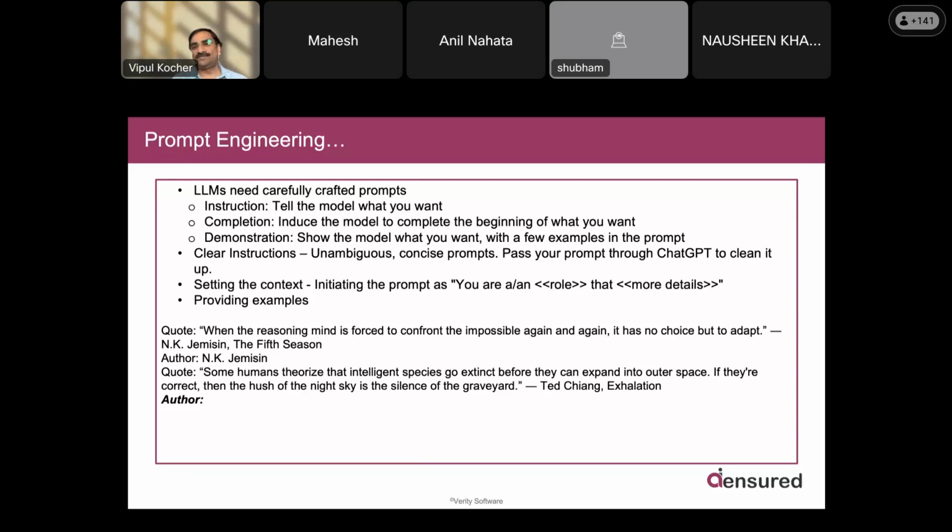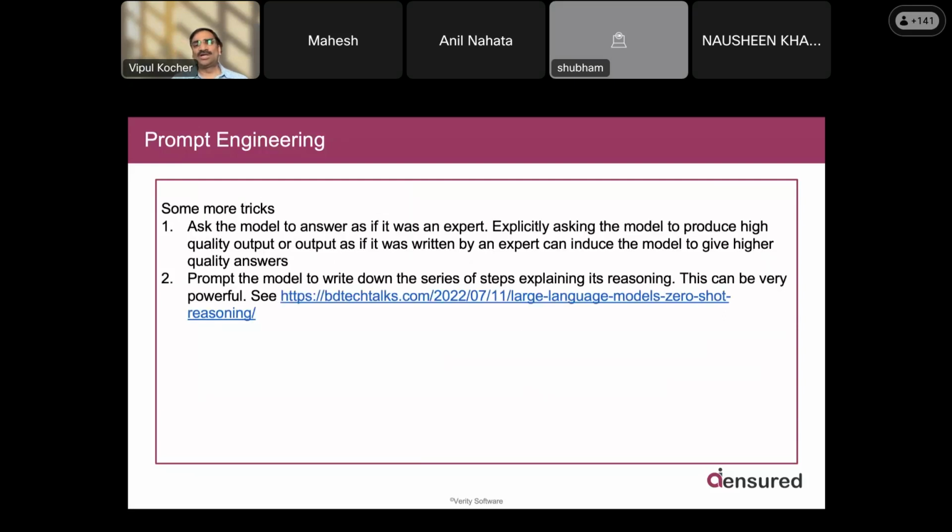But what I said, answer as an expert: when you ask it to behave like an expert, it will produce higher quality output as if it was written by an expert. You can also ask the model to write down the series of steps explaining your reasoning. And just by including that sentence, suddenly your answer becomes more precise, better, and so on. So it is very, very powerful. The third thing that I have seen happen: you tell the model, now take a deep breath, and do something, and the model produces a better result.